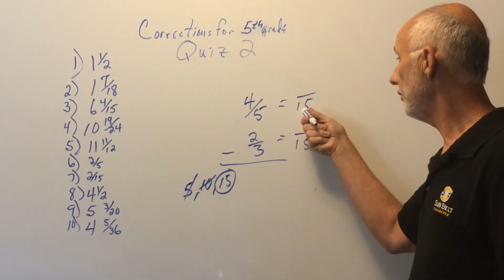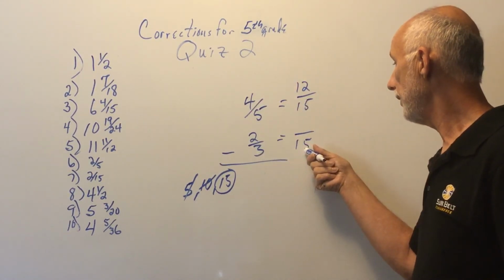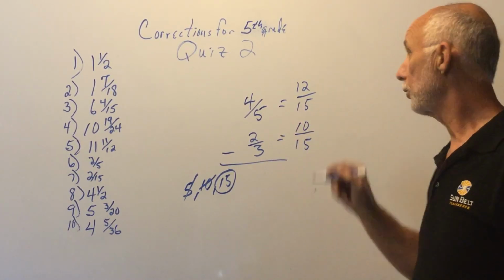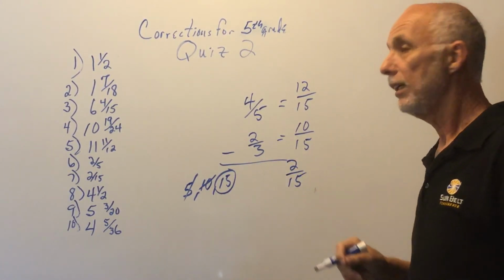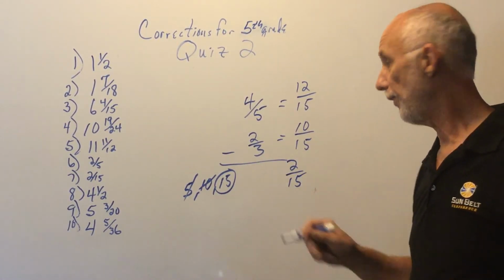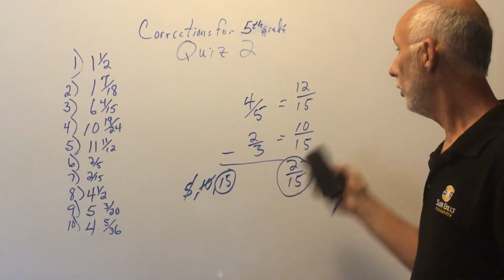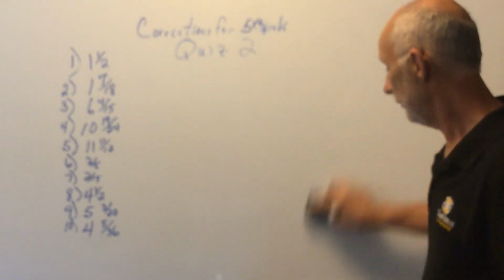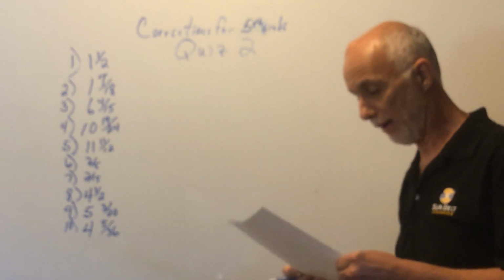5 goes into 15 3 times. 3 times 4 is 12. 3 goes into 15 5 times. 5 times 2 is 10. I can subtract. 12 minus 10 is 2/15. It's proper, it's simplified, and it is my final answer. So again, that one was easy because it was both simplified and proper.